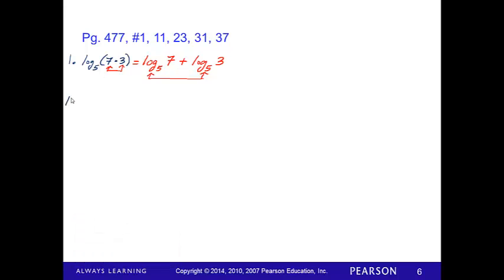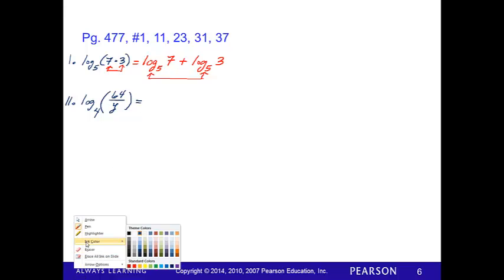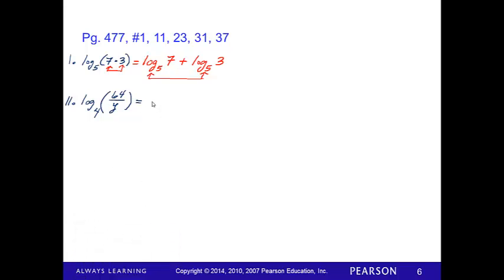Alright, let's look at number 11. So now we have log base 4 of 64 divided by y. So we see we have a quotient in our argument, so we need to separate. So we're going to have two logs. So now we have log base 4, make sure your base stays the same, of 64 minus log base 4 of y.